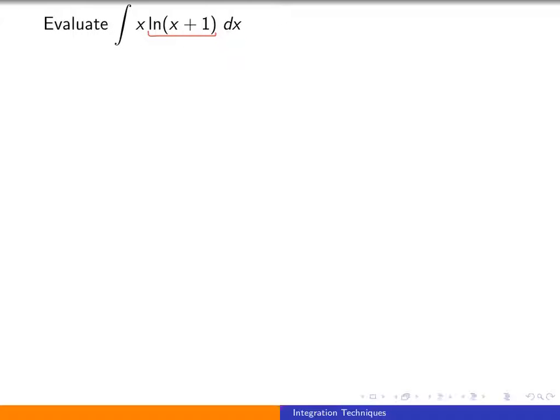So what we are going to do is let the natural log of x plus 1 be u, so that the x will play the role of dv. So if u is the natural log of x plus 1, dv is the x dx, so that v is 1/2 x squared, and du is 1 over x plus 1 dx. And now we're good to apply integration by parts.